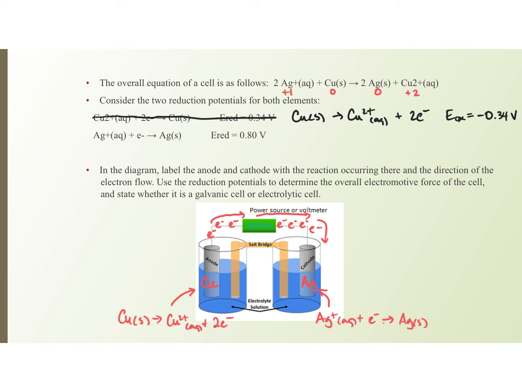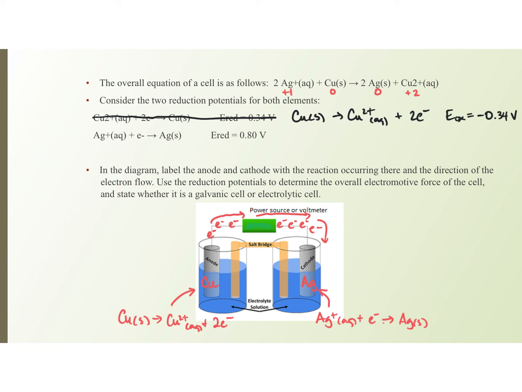the silver. And hypothetically speaking, if you were to connect a light bulb right here, where the voltmeter or power source would be, as the electrons are passing through, it would light up that light bulb. We might get a chance to do that in some of the lab activities coming up. So we've labeled the anode and the cathode, and we've also shown the reaction and the direction of the electron flow.